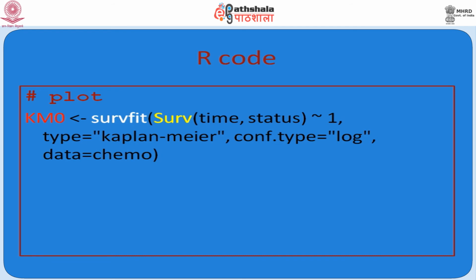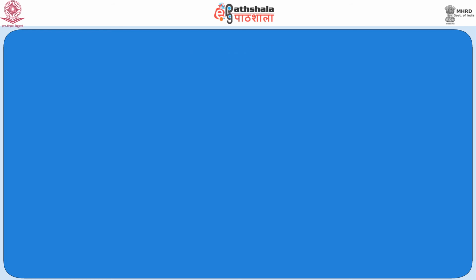So the whole thing is assigned as km0, and later on we will call km0 to get the estimate of survival curves as Kaplan-Meier estimates. Now, in the summary function, we are calling km0 for times 10 to 20. So for the time interval 10 and 20 we will get the Kaplan-Meier estimate. Now see the R output.